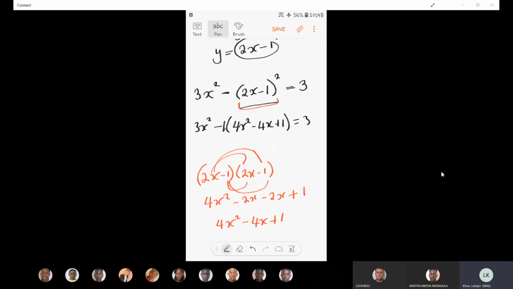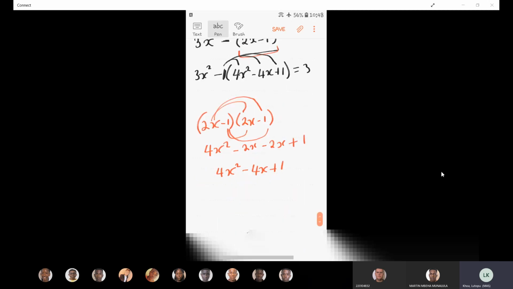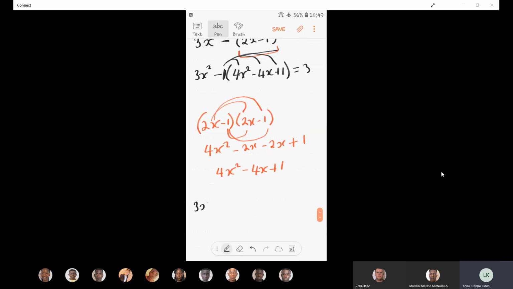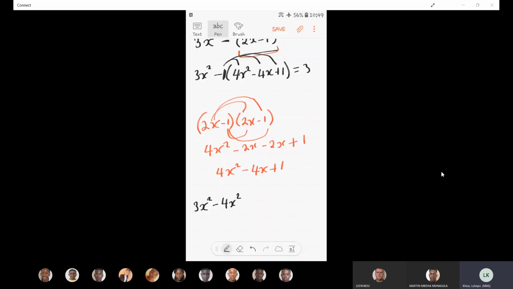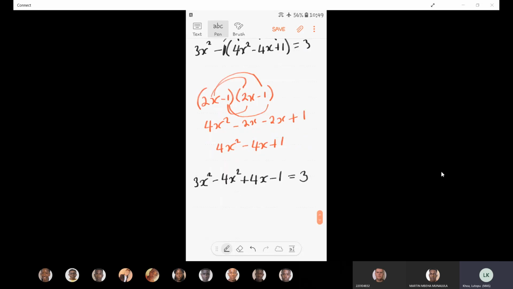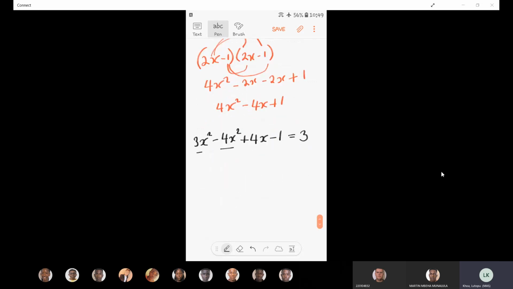So this negative 1 here will multiply inside the bracket like that. So when I do that, I have 3x squared minus 4x squared plus 4x minus 1, this is equal to 3. Then I have x squared and x squared over there. This leaves me with negative x squared plus 4x minus 1. This is equal to 3.